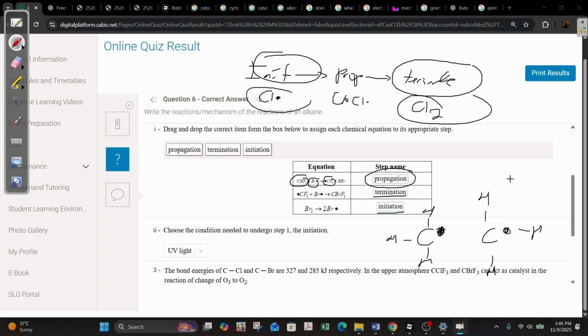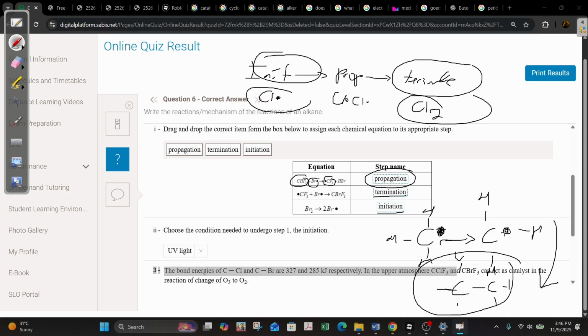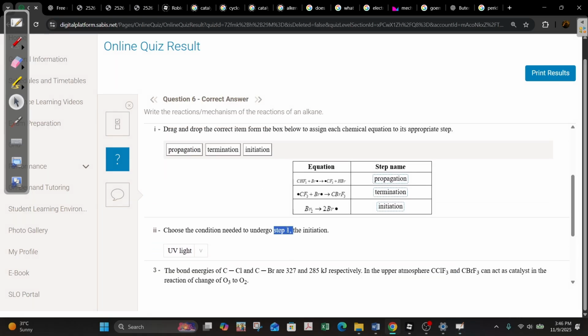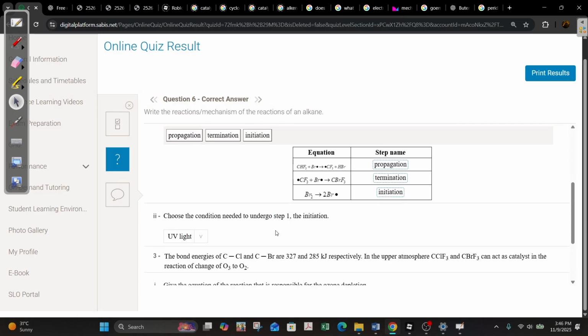Basically, when it combines, it will produce C, what's it called? CCHHH. It'll be a bunch of hydrogens, and from here to here is termination. It combines to produce no more free radicals. Okay. Step 1, this is free radical substitution, and like we said, it needs UV light to react.